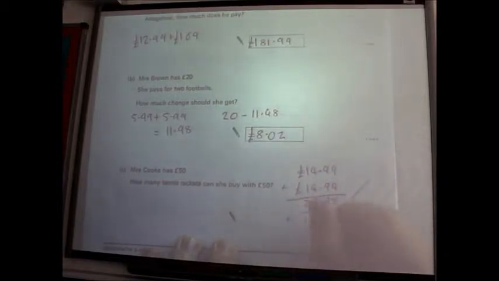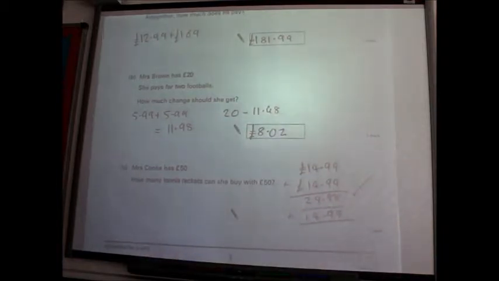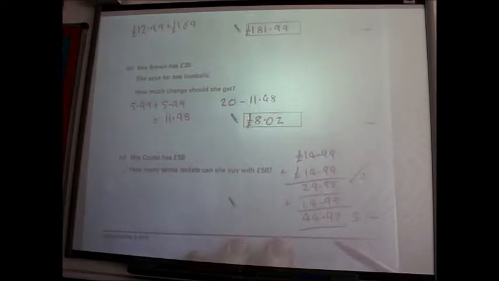So add on another $14.99 and see what you get for that. So $29.98 add 14.99, and that comes to $44.97. So that's 2 she can buy there. That's 3 she can buy there. Could she buy another one? Well, she's only got just over £5 left, so no. So the answer is 3.